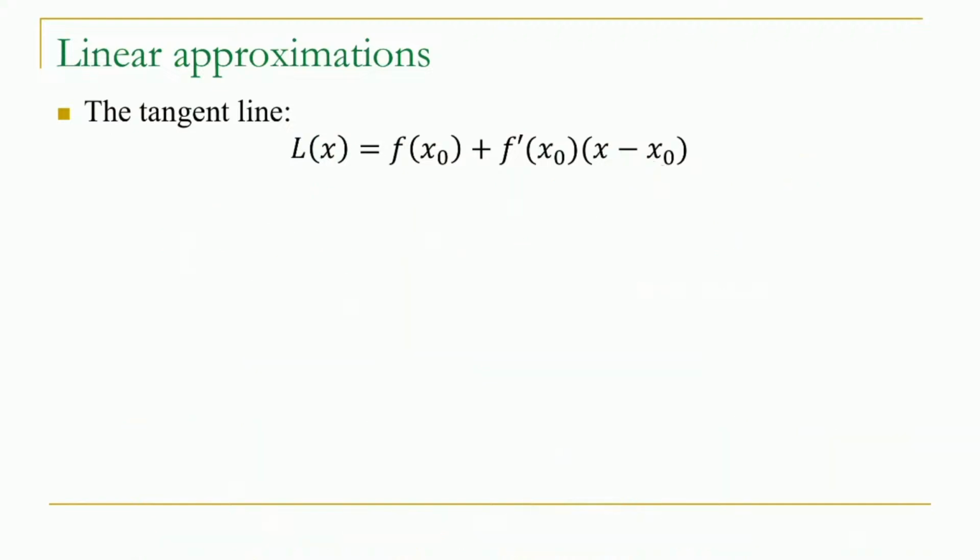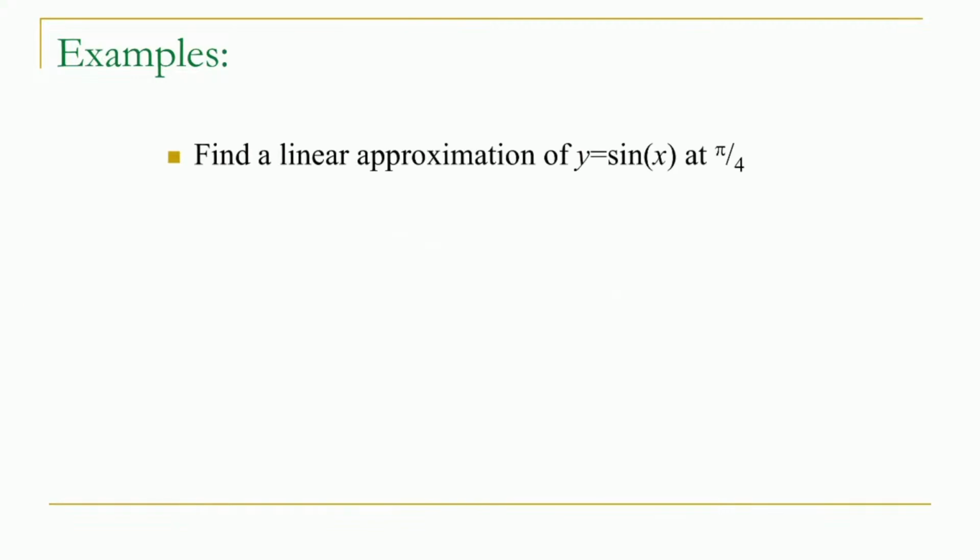So it's all gone. Let's see, oh, I've already got this one. That's boring. Do I have another problem? I hope so. This one's a good one. Find a linear approximation of sine of x at pi over 4. So we're going to do the same thing. Let me write down the linear approximation formula. L of x is equal to f of x0 plus f prime of x0 times x minus x0.